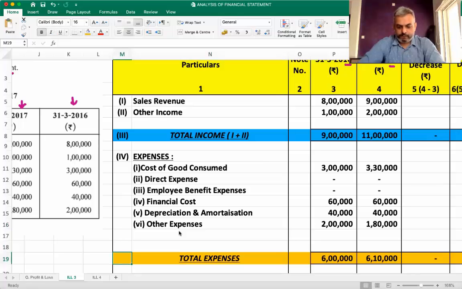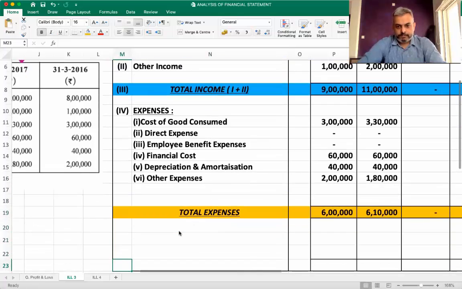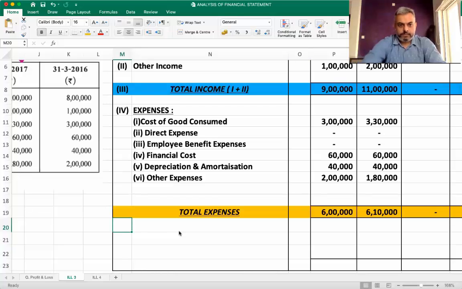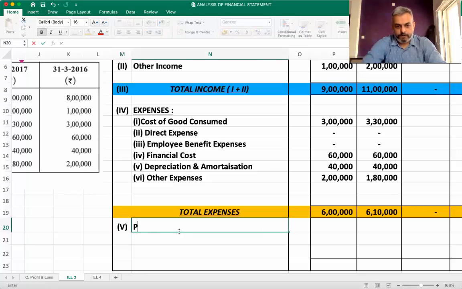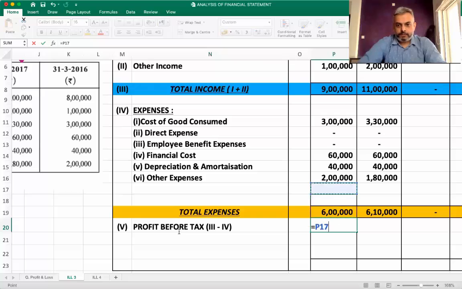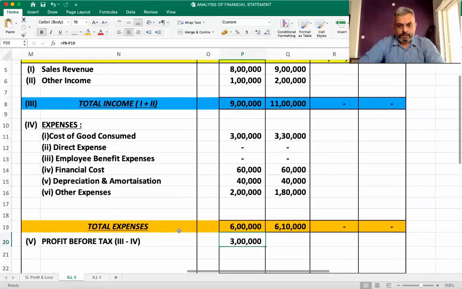So we have total expenses, and we have profit before tax, which is 3 minus 4: 9 lakh minus 6 lakh, 3 lakh. And I'll copy the formula: 11 lakh minus 6 lakh, 10,000.